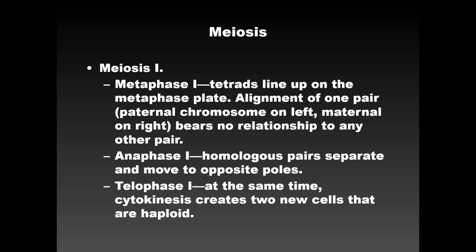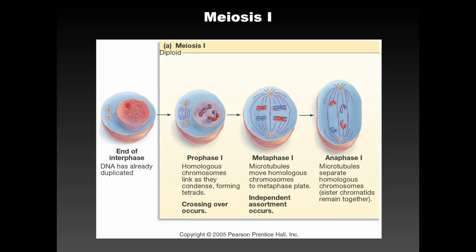The next phase after prophase 1 is metaphase 1. Those tetrads I was talking about earlier are going to line up on the metaphase plate, and they're also going to independently assort, which I'm going to talk about later. Then you have anaphase 1, where the homologous pairs are going to separate to opposite poles. And then telophase 1, where those cells are going to pinch off from one another and create 2 new haploid cells.